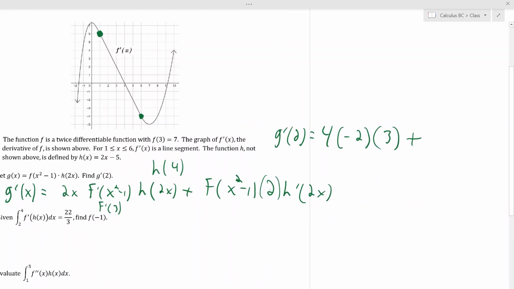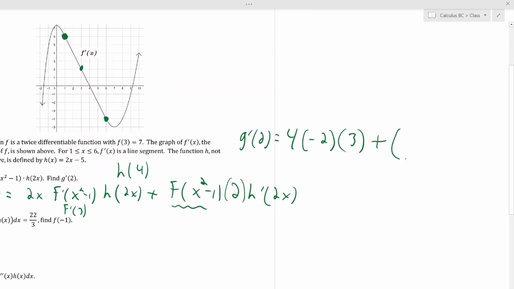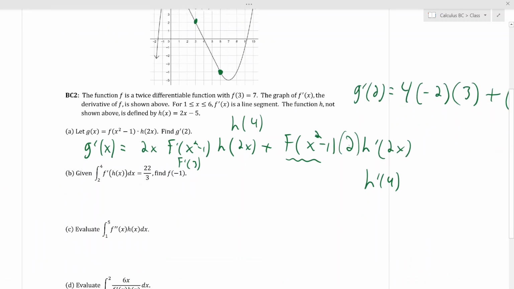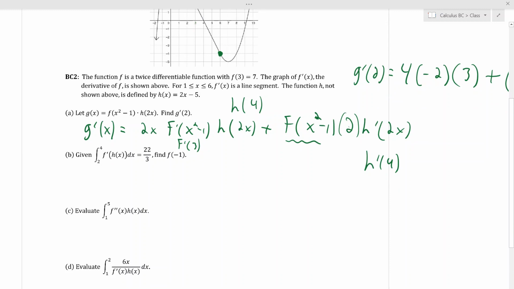All right. Then we need f of 3. And f of 3 is 2. That's this part right here. 2 times that extra 2 and times h prime of 4. But h prime is just 2. Boom. So that's g prime of 2 right there. All right? Great. Given this is 22/3, find f of negative 1. Oh my. They're asking that, so we can tell, too, because you have to plug a 2 into this thing eventually, and h of 2 is negative 1. That's what's going on there.